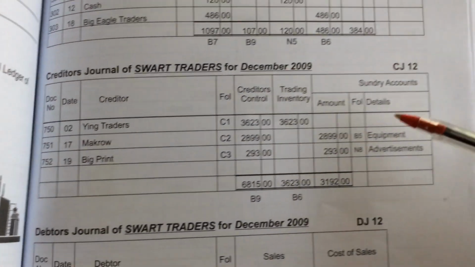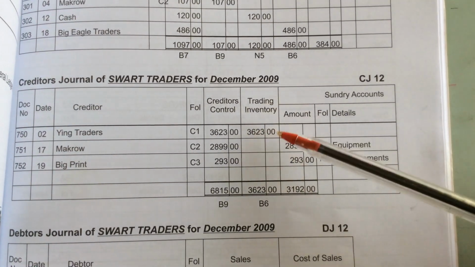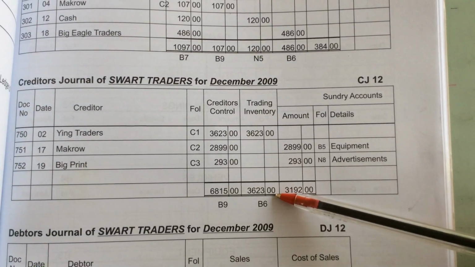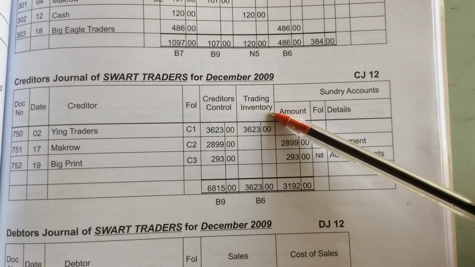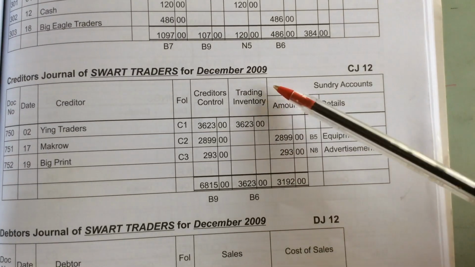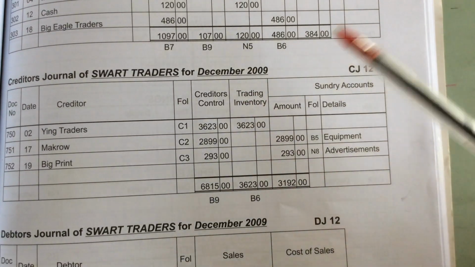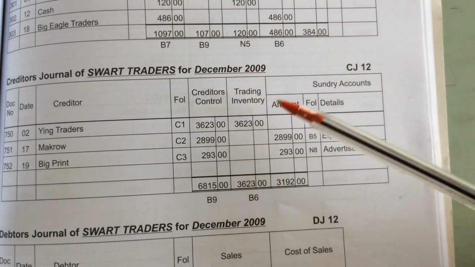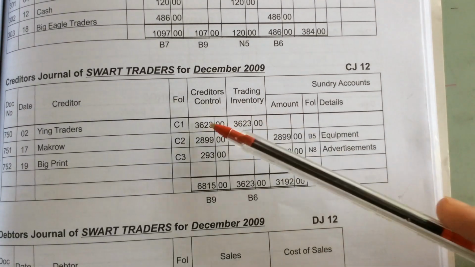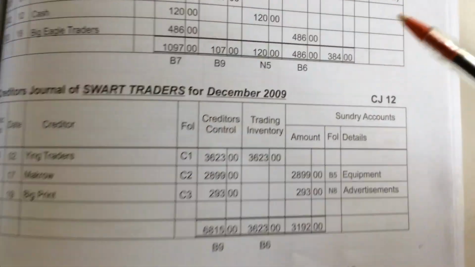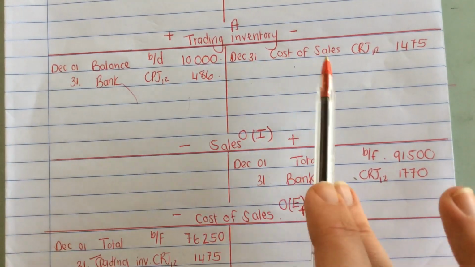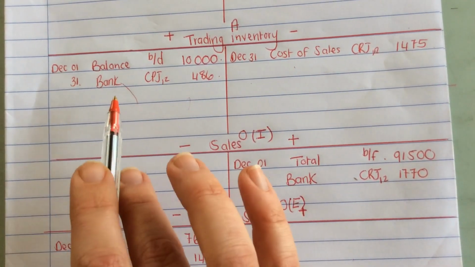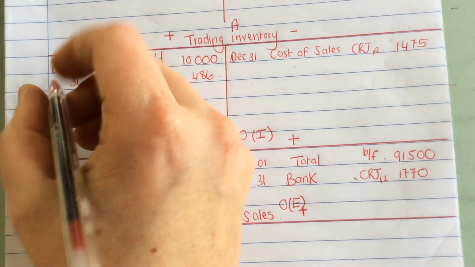Okay. Then we purchased trading inventory on credit. Does this trading inventory account go with cost of sales? No, because I'm not selling, I am purchasing, so it goes with creditors control. Can you see? I've entered it in trading stock and in creditors control. So I'm purchasing stock. Does my trading inventory increase or decrease? Increases if you're buying stock.